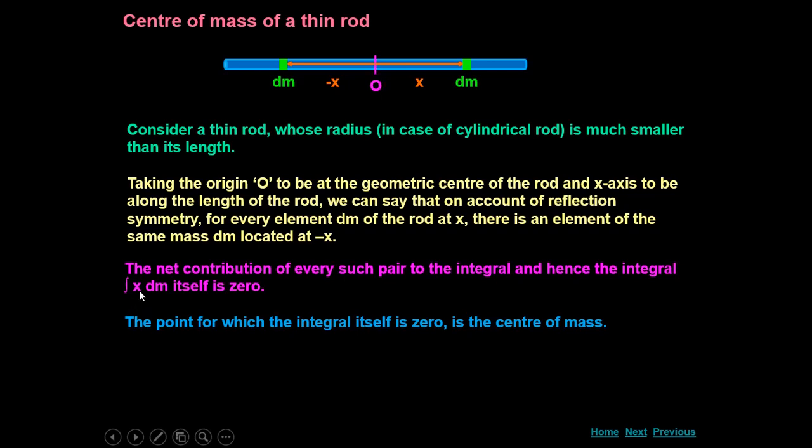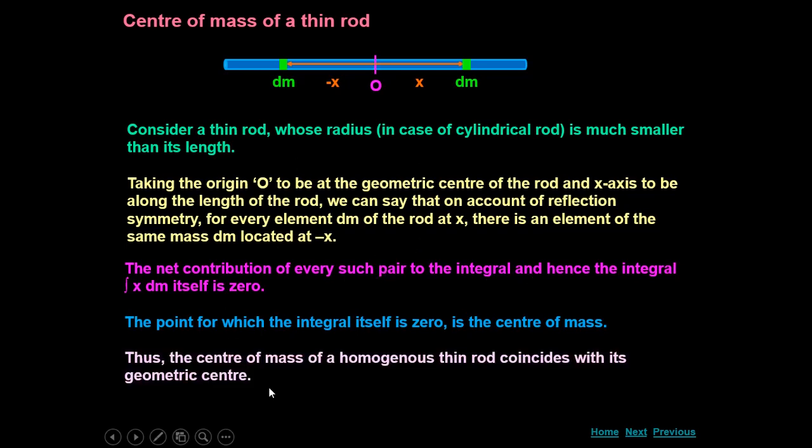Why can you take it? Because of this reflection symmetry. If you apply the reflection symmetry, then in the addition of the pair of all these elements, x dm plus minus x dm, the contribution of all pairs to the integral is 0. So the final conclusion: the center of mass of a homogeneous medium coincides with the geometric center. So wherever the geometric center of this thin rod lies, the center of mass will be there.